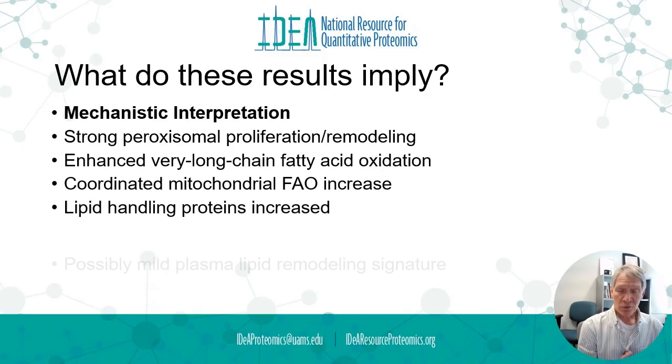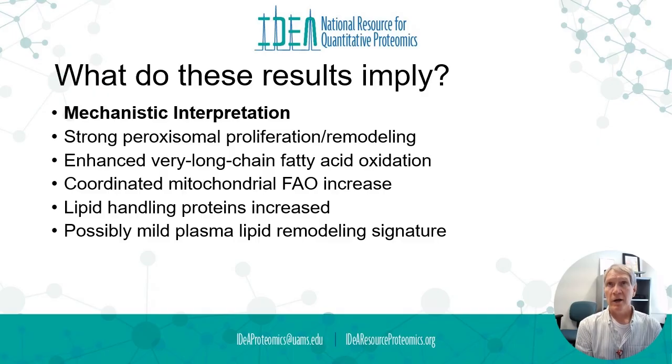Well, if you take those proteins and start looking for what other pathways they belong to, you start to get what are called mechanistic interpretations. You get strong peroxisomal proliferation and remodeling. That means that the heart tissue in the fish oil diet group is actually changing. You also get an enhanced very long chain fatty acid oxidation, which we showed, as all those proteins and pathways were upregulated. You get coordinated mitochondrial fatty acid oxidation increase, lipid handling proteins increase, and possible mild plasma lipid remodeling signature.